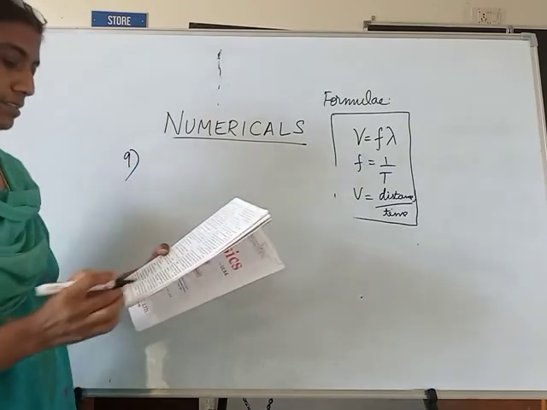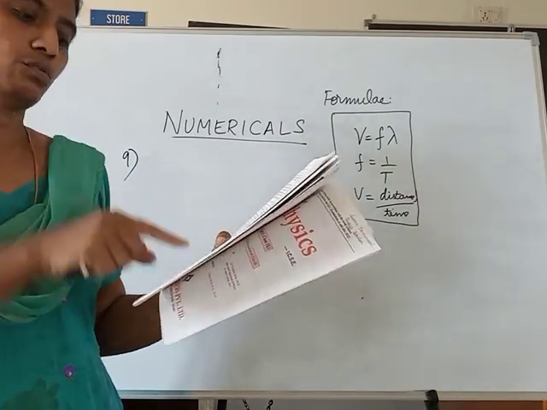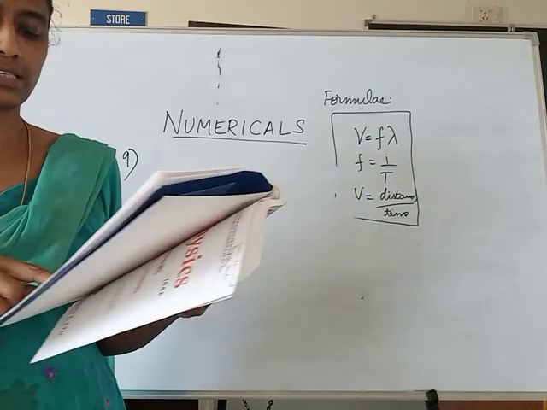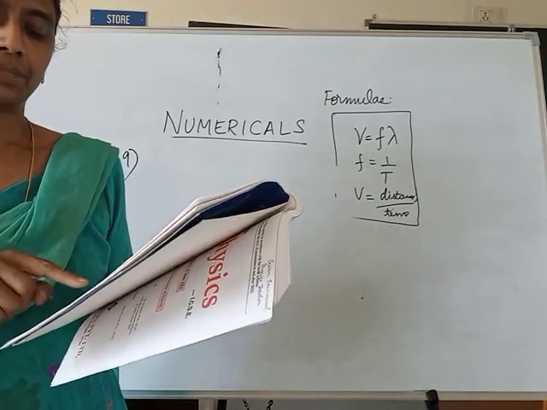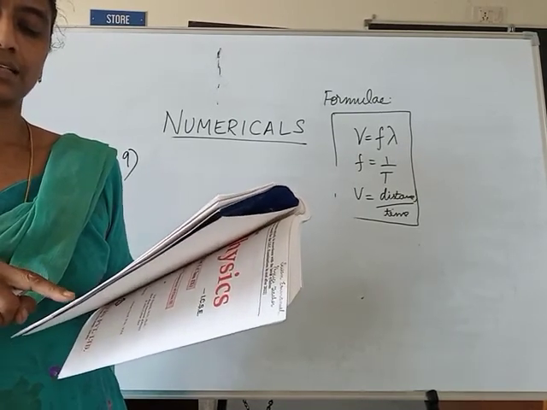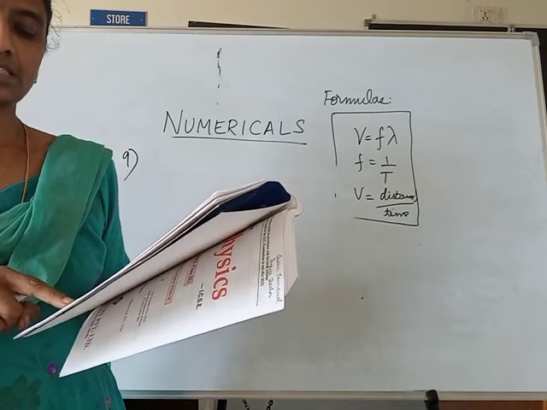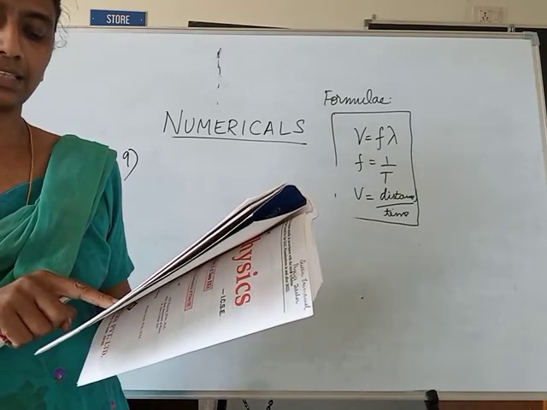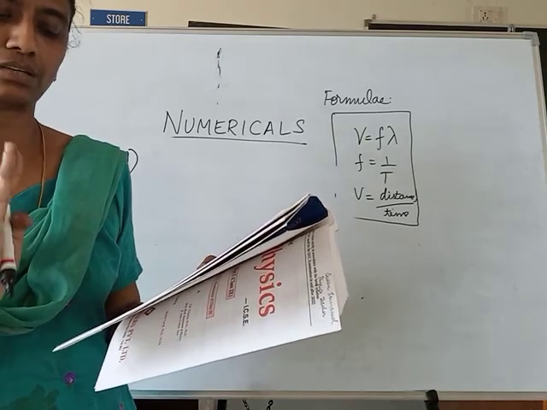9th one. An observer sitting in line of two tanks watches the flashes of two tanks firing at each other at the same time. But he hears the sounds of the two shots 2 seconds and 3.5 seconds after seeing the flash. If the distance between the two tanks is 510 meters, find the speed of sound. Let's go one by one.